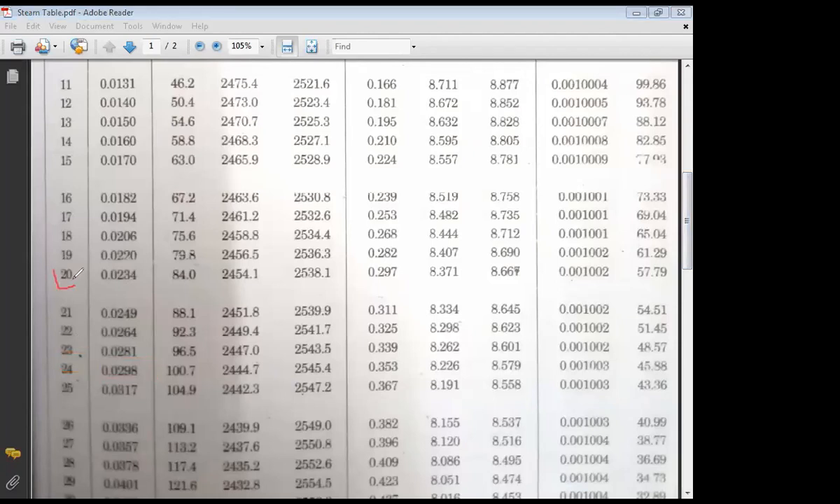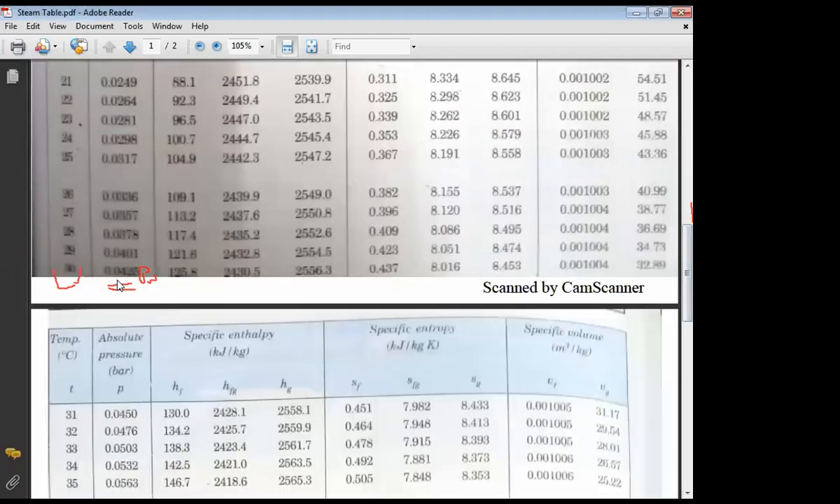so corresponding to 20 degrees centigrade, whatever pressure is there, 0.0234 bar, that is the saturation pressure corresponding to wet bulb temperature. So this is the value of PW, and the value corresponding to 30 degrees centigrade is the value of PS. Are you getting it?